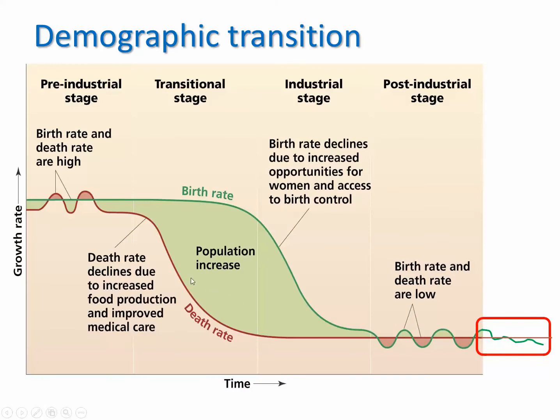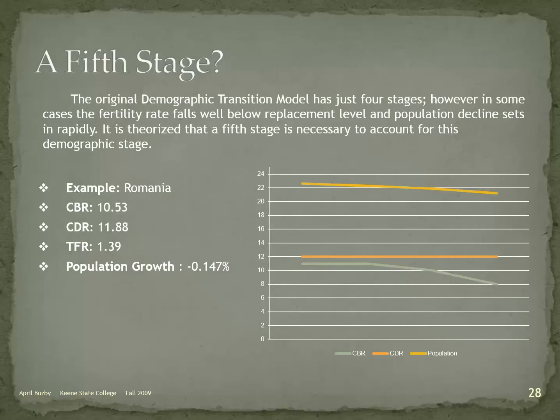So some people talk now about a fifth stage where we see the birth rate, showing in green here, actually declining. So many couples are choosing only to have 1 or 2 children, meaning the average is going to be less than 2, less than the replacement rate. And we see this, for example, in Romania, where the crude birth rate is 10.53, but the crude death rate is 11.88. And the total fertility rate is only 1.39. So their population growth is actually negative 0.147%.